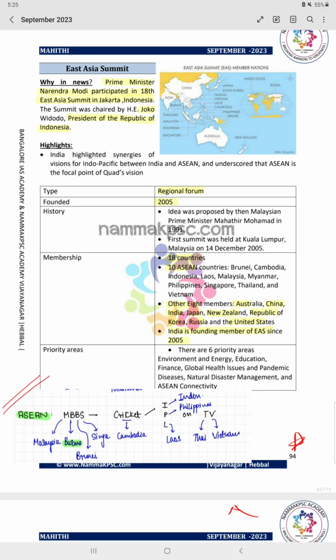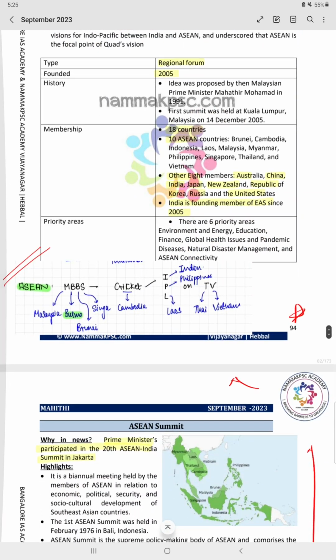For the ASEAN members, we have the code MBBS TV Cricket IPL. M stands for Malaysia, Burma, Brunei, Singapore, and C is cricket. IPL is Indonesia, Philippines, and Laos, and TV is Thailand and Vietnam. So these are 10 countries, and the other 8 countries we can understand by grouping.